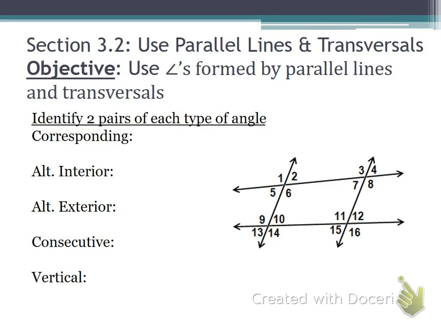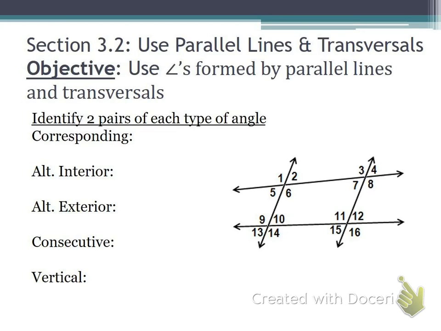Today we are going to do section 3.2, use parallel lines and transversals. So today those relationships that we talked about yesterday will become a little more meaningful to us. Identify two pairs of each type of angle. So there could be multiple possibilities. We just need two pairs for each type.